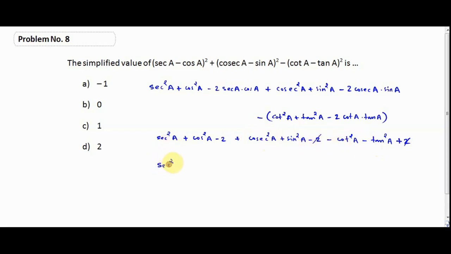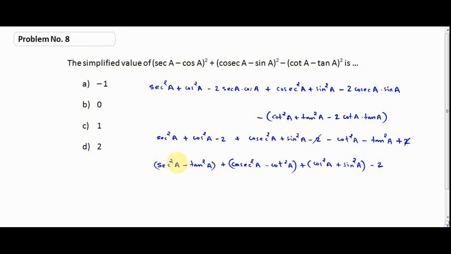We may rewrite this expression as sec square A minus tan square A, plus here we have cosec square A, here we have minus cot square A. So cosec square A minus cot square A, then plus here we have cos square A, here we have sine square A. So let's combine those two, cos square A plus sine square A. Then here we have a minus 2 left out, so minus 2 here.